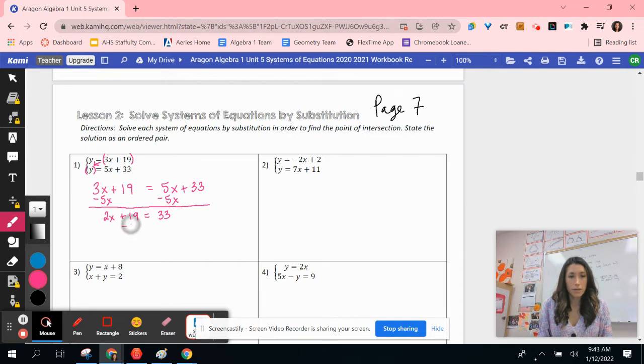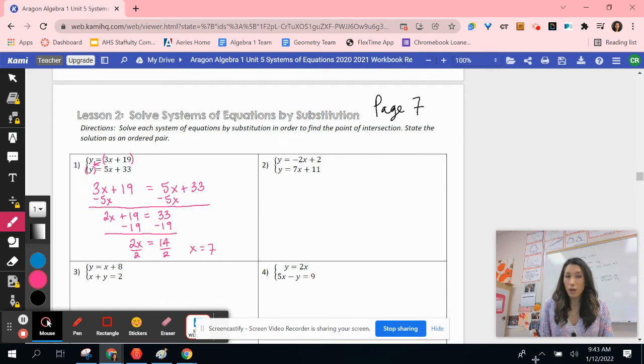Okay, now we can subtract 19 on both sides. And when we subtract 19, we're bringing all of our regular numbers to the right side. So on the left, we're going to be left with 2x, and on the right side here, we are going to be left with 14. Okay. Now that we know our value for x, when we divide by 2, we're going to get 7.